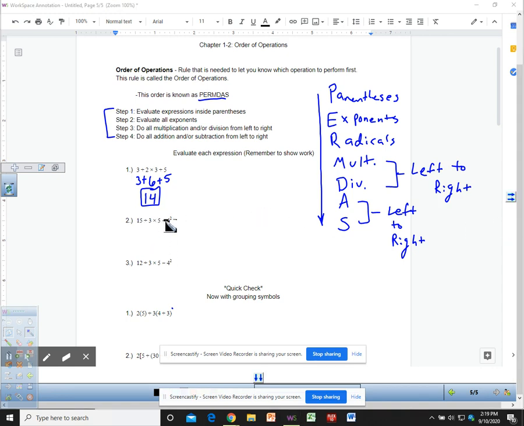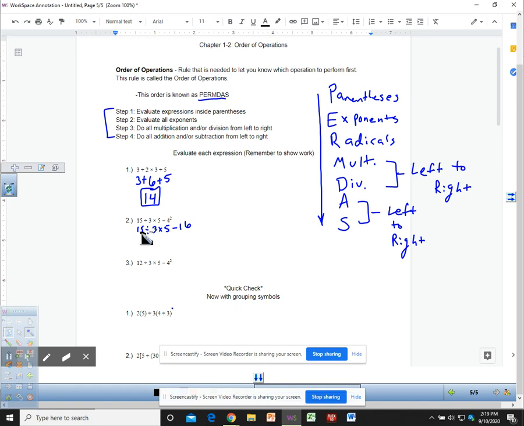Okay, so let's try another one. 15 divided by 3 times 5 minus 4 squared. So we're going to start with any parentheses? No. Any exponents? Yes. So this one we're going to have 15 divided by 3 times 5 minus 16. Okay, so now we go to the next one. 15 divided by 3 times 5 minus 16.